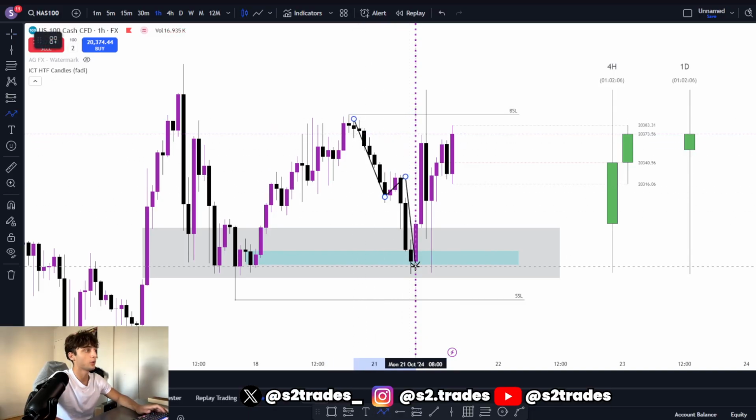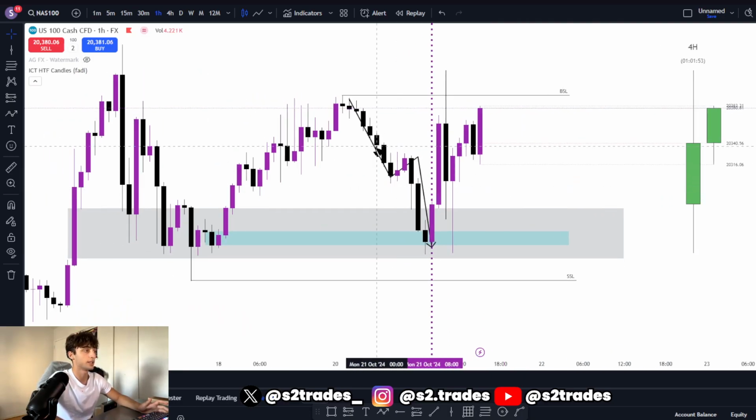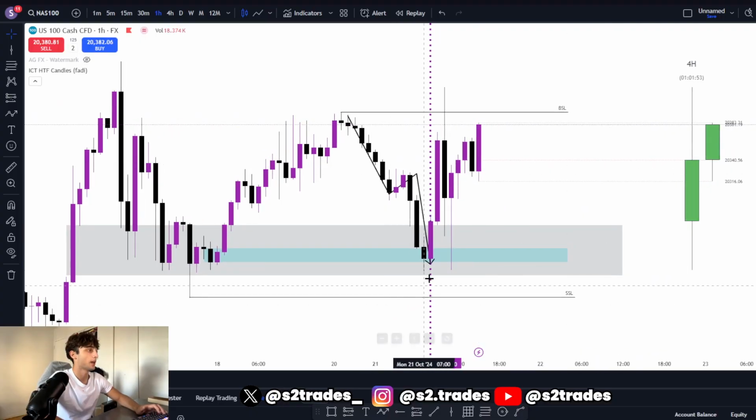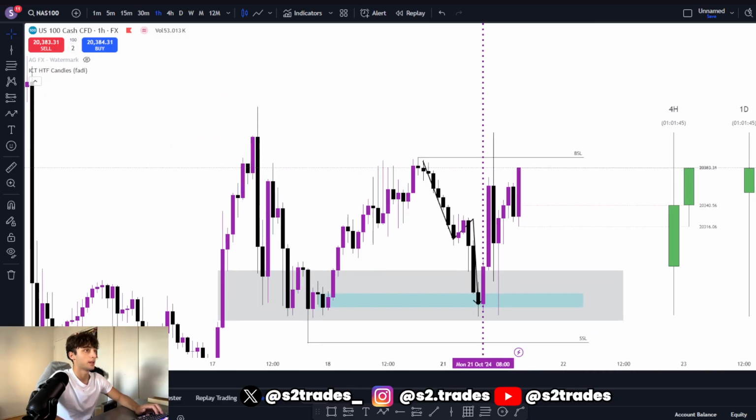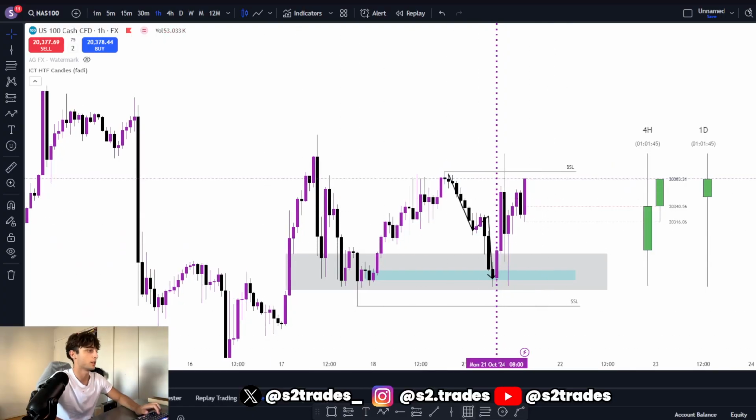I was waiting for a reaction because I knew we needed to either take the buy side liquidity or the sell side liquidity. So I just waited patiently to see any reaction off it. And luckily, we did have a reaction off of this order block and fair value gap combo to this buy side liquidity.